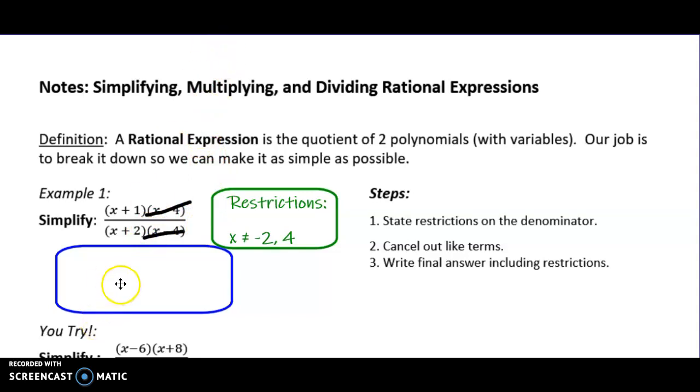Now, all we have to do is write our final answer written out, including our restrictions. So my final answer is x plus 1 over x plus 2, where x does not equal negative 2 or 4. So you must include your restrictions in your final answer, because this is only true as long as x does not equal negative 2 or 4.